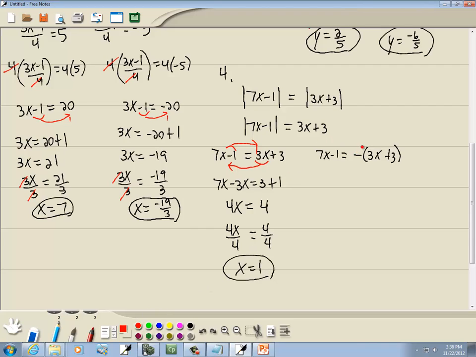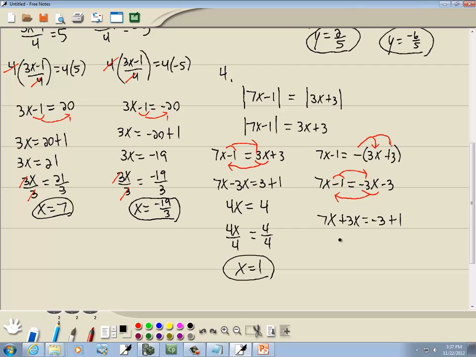Now remember, if you have a negative in front of your parentheses, it's going to flip the sign of everything inside. So this negative here is going to flip the sign of everything inside the parentheses. So we end up with 7x minus 1 is equal to negative 3x minus 3. Well, now I get everything with an x on one side, numbers on the other side. Take negative 3x to the left side, becomes a positive 3x. Take the negative 1 to the right side, becomes a positive 1.